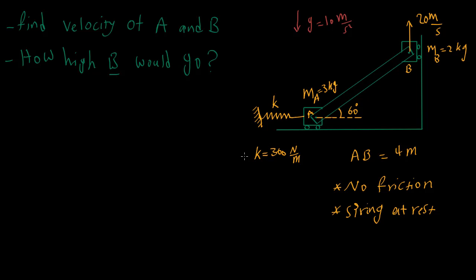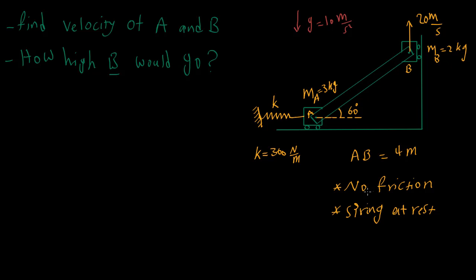This is another example that we want to solve. We have two sliders here, A and B, that are connected to each other with link AB. Slider A has a mass of 3 kg and is connected to a linear spring with a constant of 300 Newton per meter. Slider B has a mass of 2 kg and has an initial velocity of 20 meters per second. The length of the link AB is 4 meters. The gravity is in this direction. The acceleration due to gravity is 10 meters per second squared.